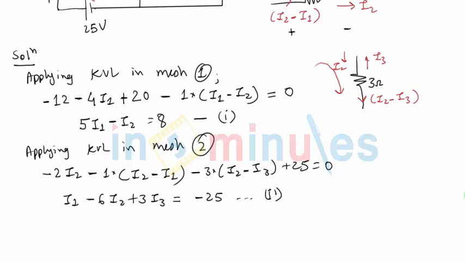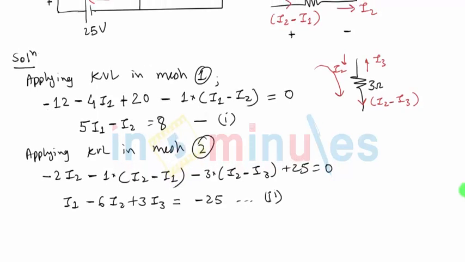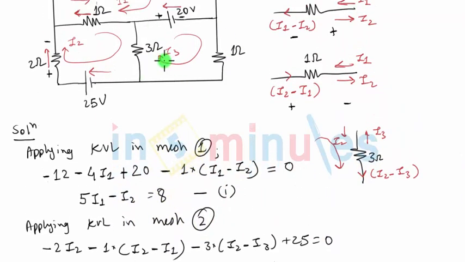We will now apply KVL in the third mesh and see what we get. So let's write down, applying KVL in mesh 3. Mesh 3 is here. Let us travel in clockwise direction again. We will first pass through the 3 ohm resistance.